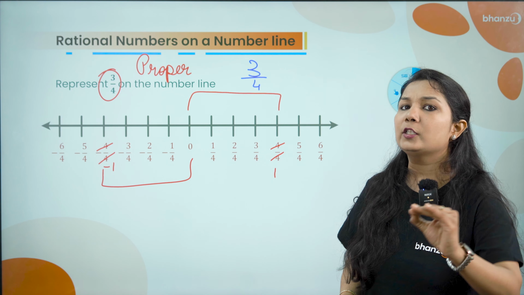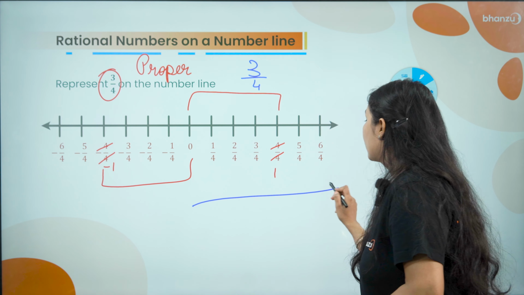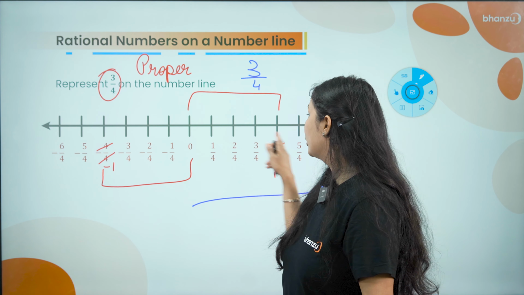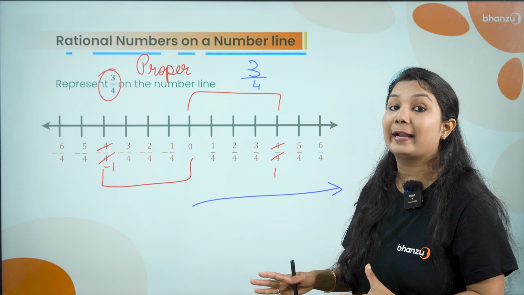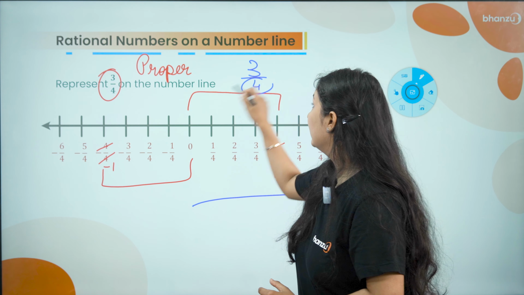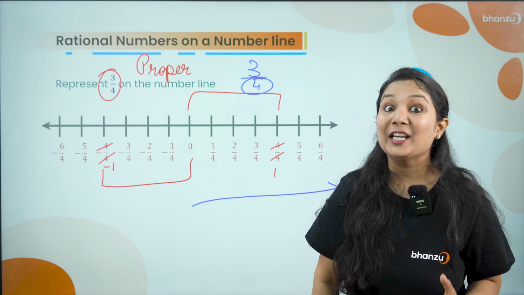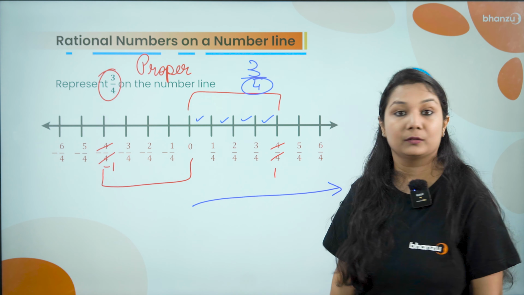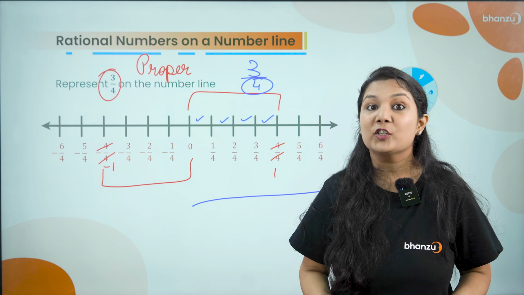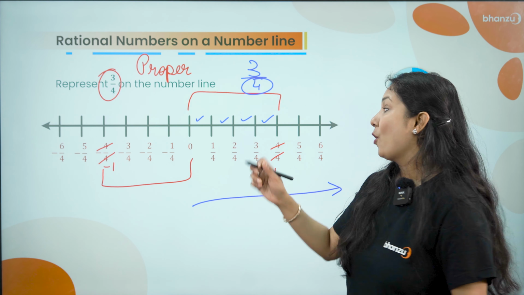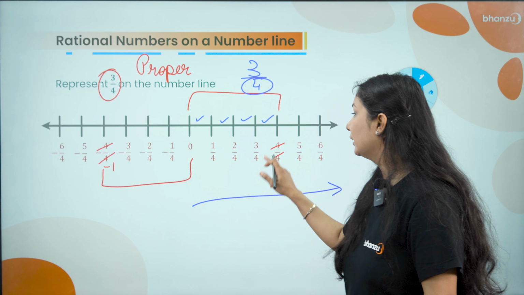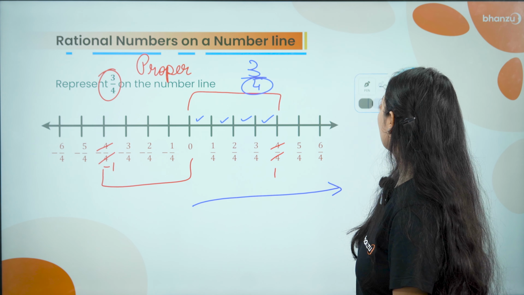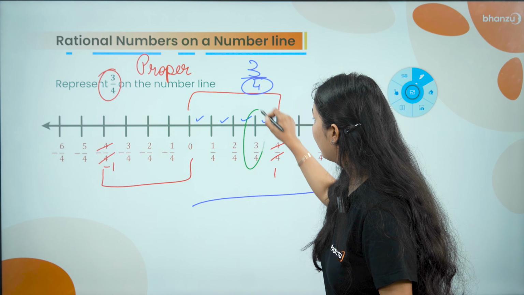And now, since you know it will lie on this side, what should we decide next? Next is, how many divisions should be coming between 0 to 1? That depends on the denominator. Since the denominator is 4, there should be 4 divisions. So this is the first, second, third and fourth. Now you have 4 divisions, start marking them. 1 by 4, 2 by 4, 3 by 4, 4 by 4, which is actually 1. And now you can mark your answer, which is 3 by 4.